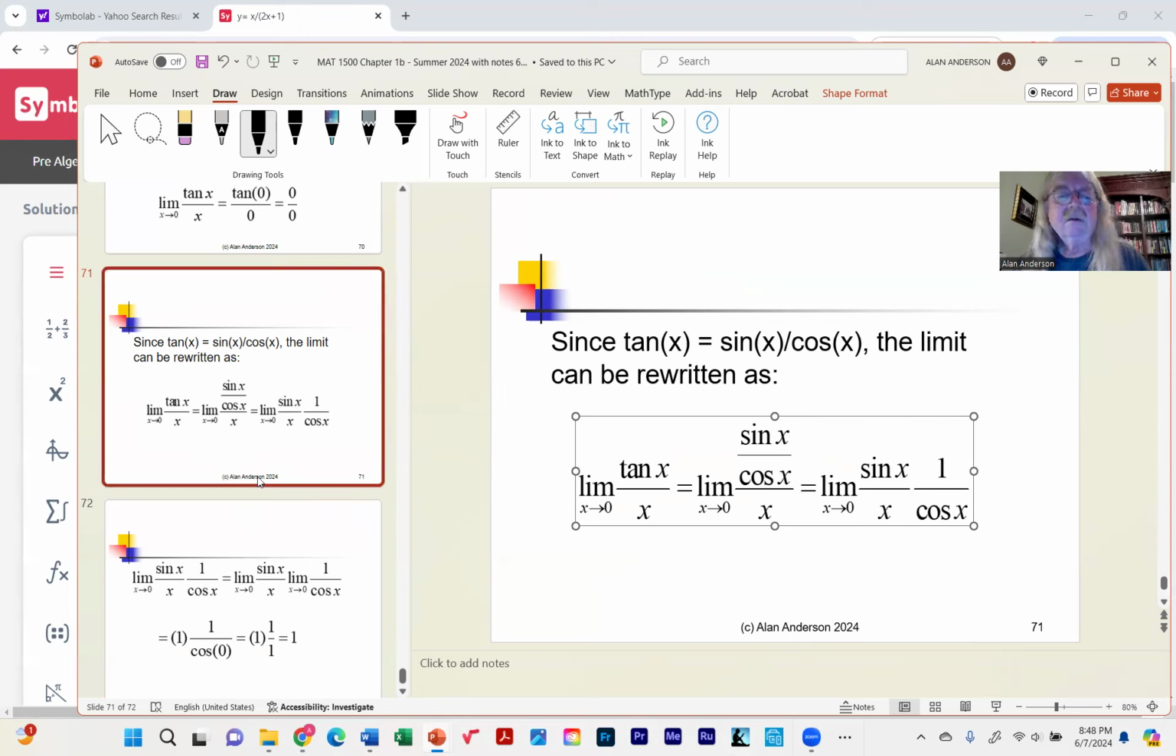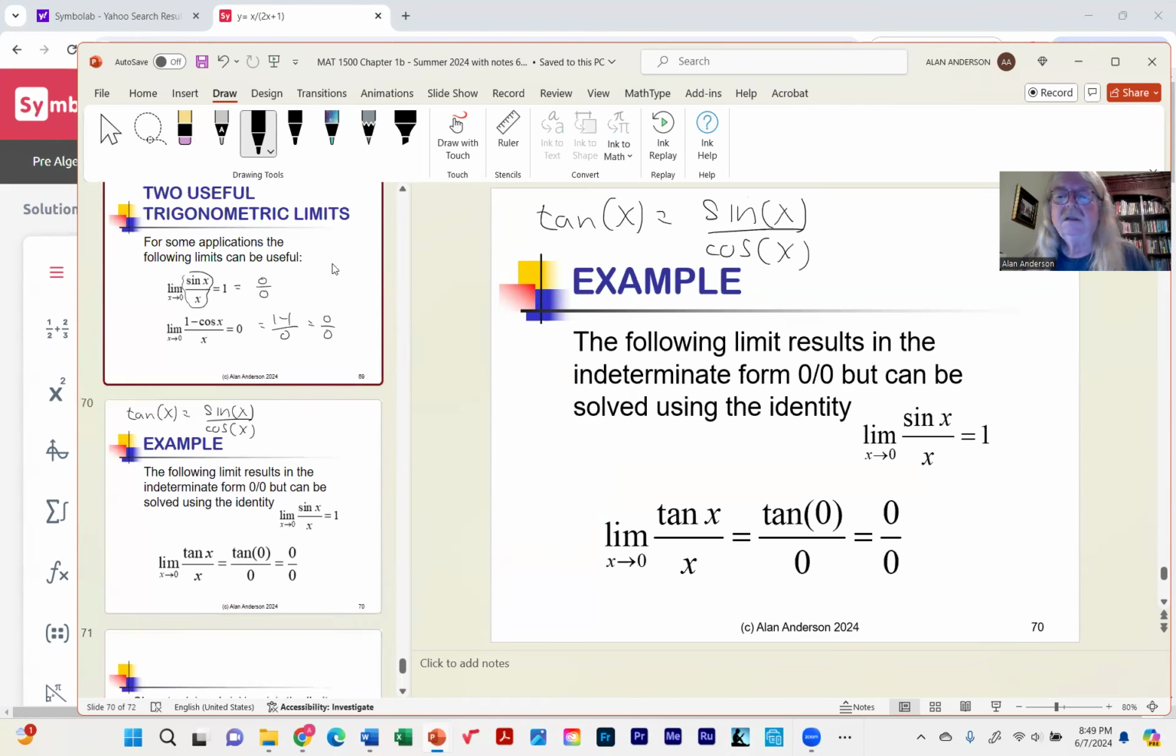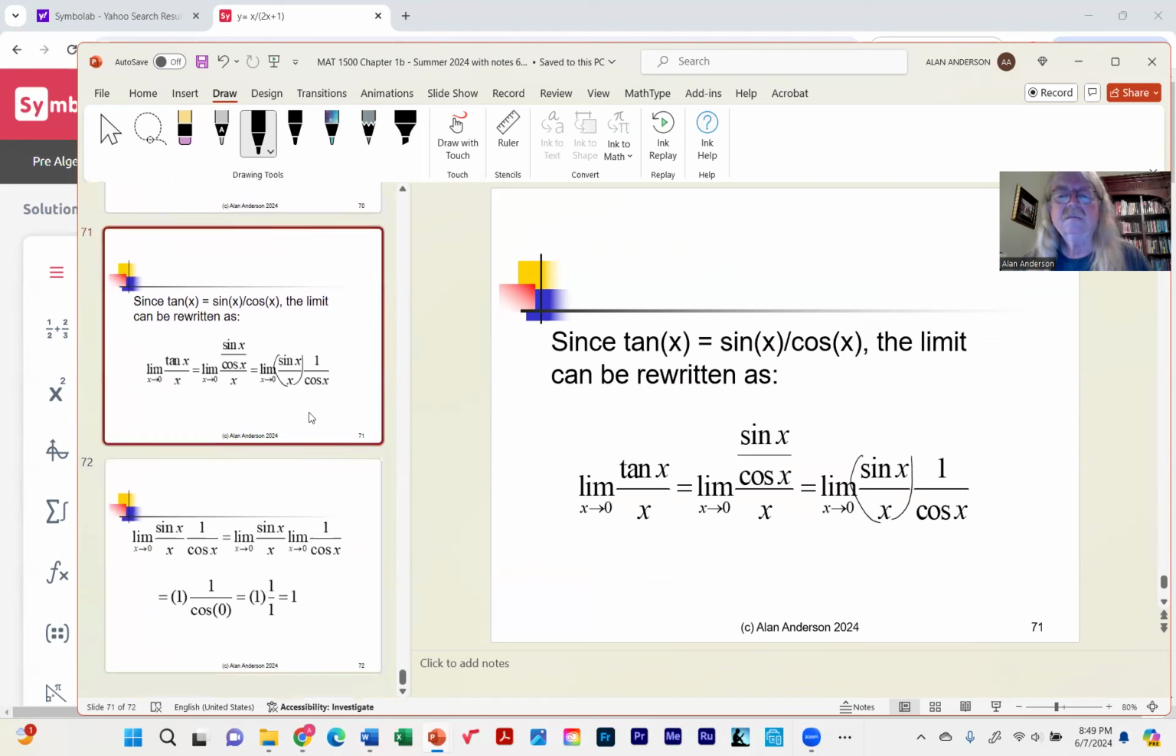And now, remember, as x goes to 0, this term, as we just saw, they gave this to us, has a limit of 1. Now the cosine, if you recall, this one will solve with direct substitution. So 1 times 1 over 1, which is just 1.